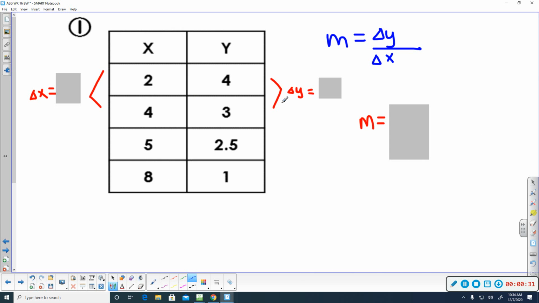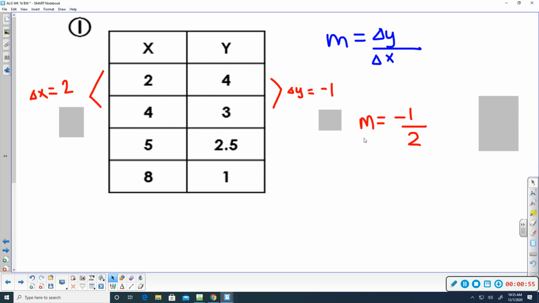So for number 1 here, to find the change in y, you figure out to get from 4 to 3, to get from one entry in the table to the next, what do you do? And here you subtract 1. Then, for the change in x, to get from one entry in the table to the next, how do you get from 2 to 4? What do you do? You add 2. So then if we take our change in y and change in x and write them as a fraction, we get our slope is equal to -1 over 2.